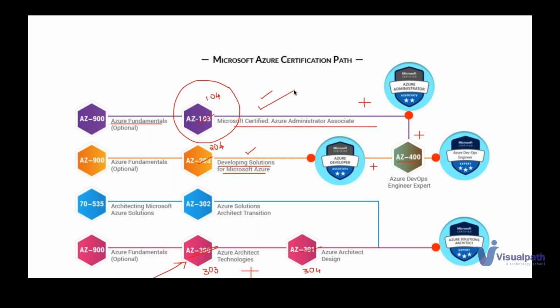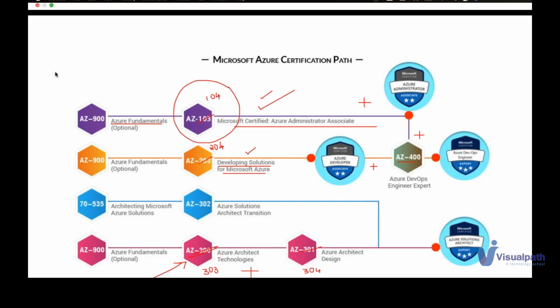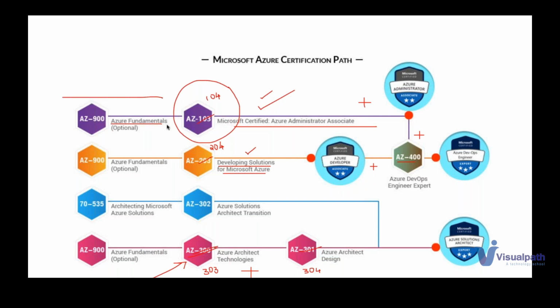Yeah, okay, thank you. But whenever you're opting for a certification, 900 is not a prerequisite. It's an optional certification, so either you can take it or you can leave it. You can directly take the 104 certification. Okay, thank you.